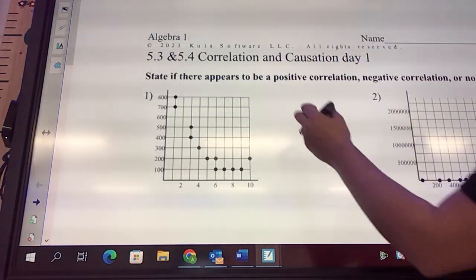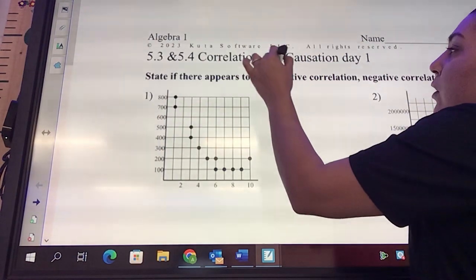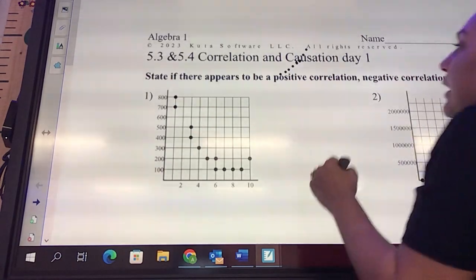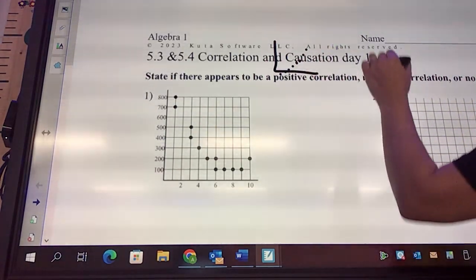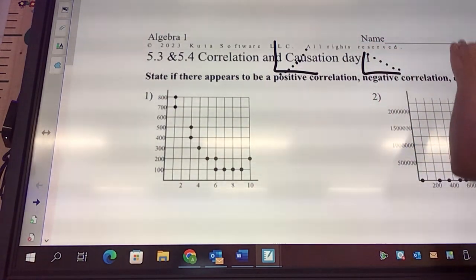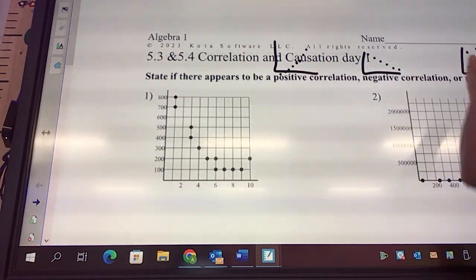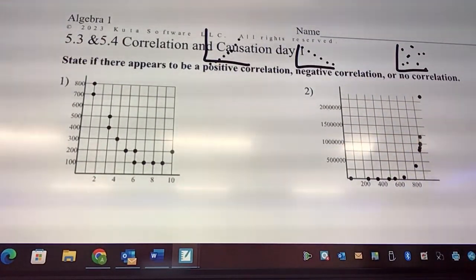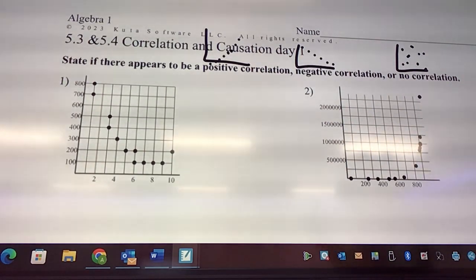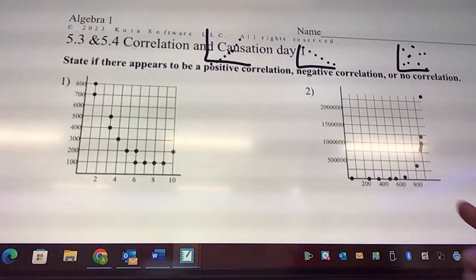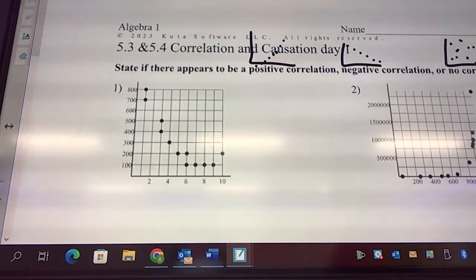Positive is typically when overall the dots are going in that up direction, if this is the graph. Negative is when you see them all heading down, and no correlation is when they're just spread out all over the place. There's not really much going on. Before, we did exponential, quadratic, linear, but we're not doing that. So we just look at it and say, is it positive, negative, or none?